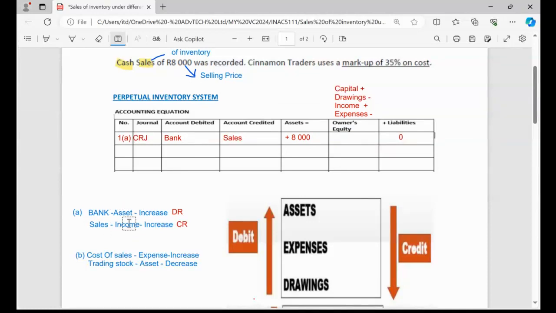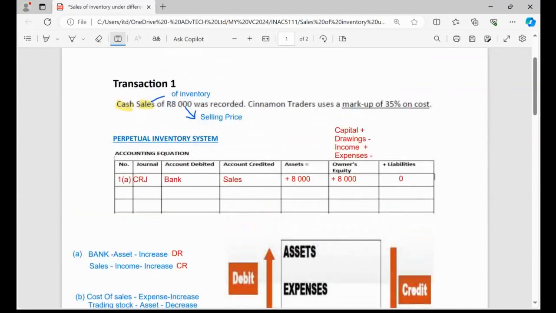Now we know that this is an income. We don't have a column for income here, but we know that incomes always affect what? Owner's equity. And again, you can just say, I know that when the incomes increase, the owner's equity will also increase. So you just have to come here and put plus 8,000. Can you see how easy that is? So this is how you were supposed to record it.